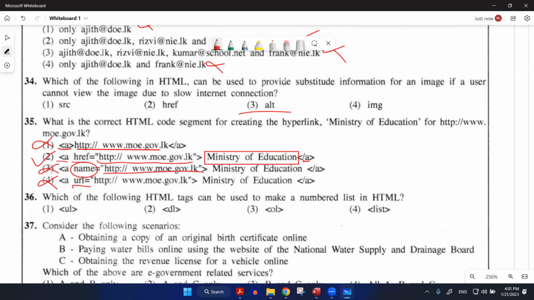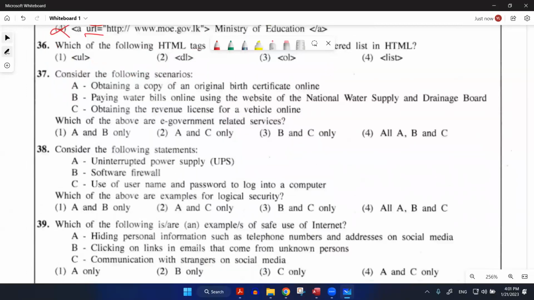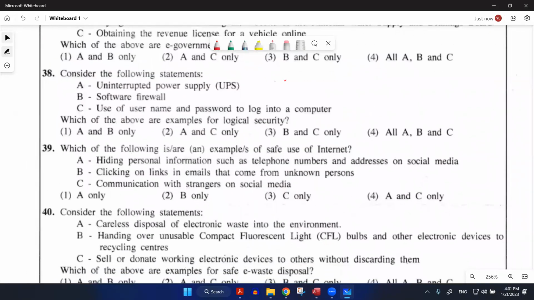Then 38. Consider the following statements. Uninterrupted power supply, software firewalls, use of username and password to log into the computer. What they are asking is, which of the above are examples of logical security? Logical security means you can't use any physical components, right? Like UPS for the power supply and surge protectors for lightning kind of situations. It's only logical things like usernames, passwords, access privileges, those kinds of things.